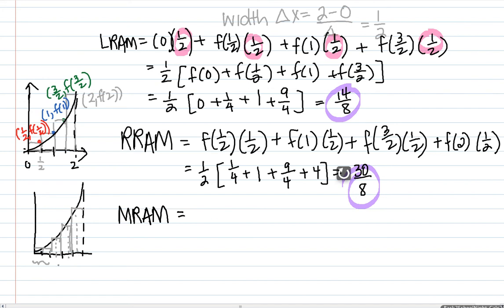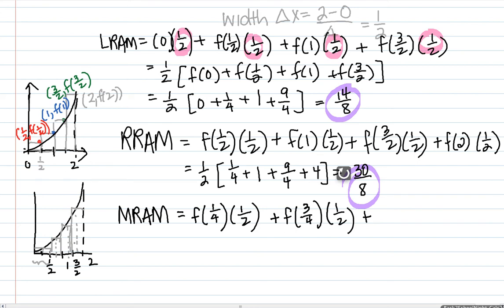This first one is going to be in between 0 and 1/2. So that means f of 1/4 times the width, which is 1/2. Remember, the width is always the same. Then our next one is going to be in between 1/2 and 1. So that's f of 3/4 times our width, 1/2. And then our next one, between 1 and 3/2, so that's f of 5/4 times its width. And the last one is f of 7/4 times its width. So, writing all of these out.